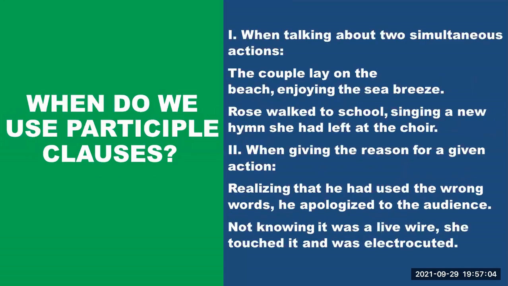Now, when do we use participle clauses? One, when talking about two simultaneous actions. You want to talk about two things happening at the same time. For example, the couple lay on the beach. The fact that they lay on the beach is one action. Enjoying the sea breeze, that's another thing that is happening there.